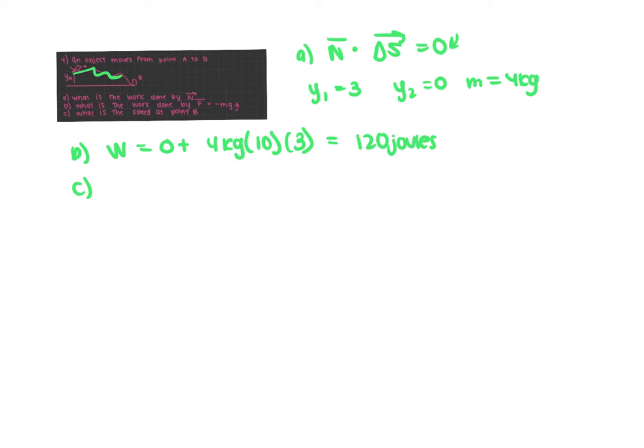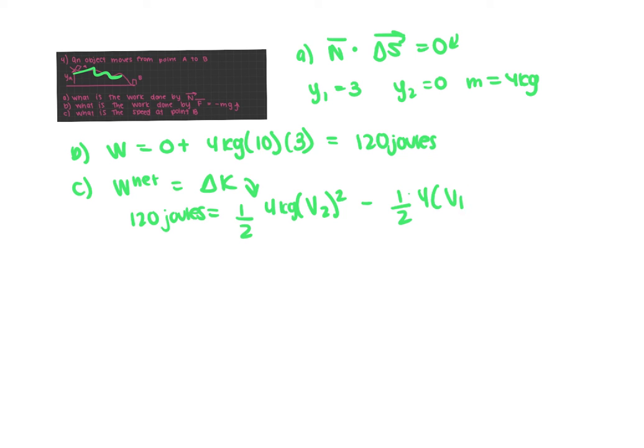So part C: the net force equals the change in the kinetic energy. So here we have that 120 joules equals 1/2, remember, this is simplifying it, 1/2 mass V2 squared minus 1/2, the same thing, mass V1 squared.